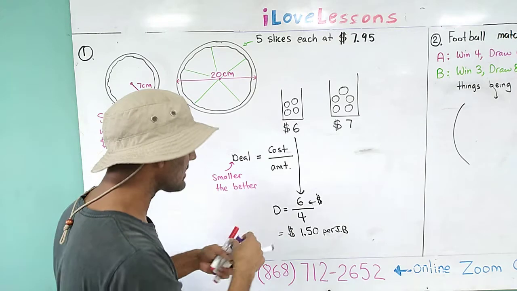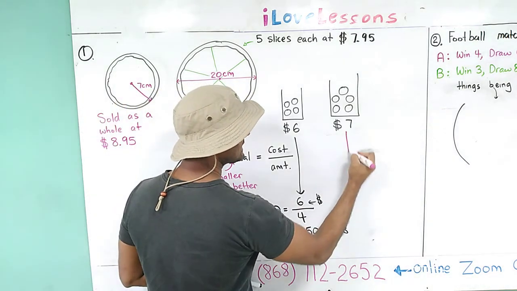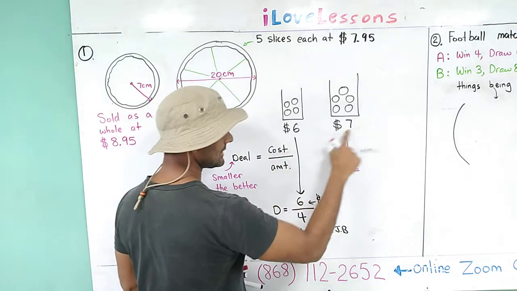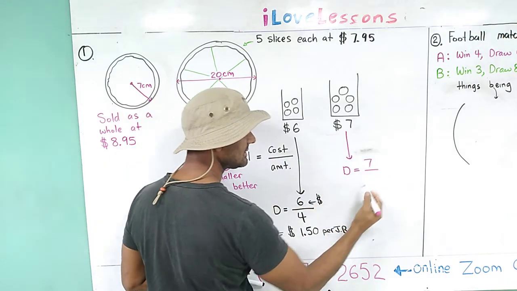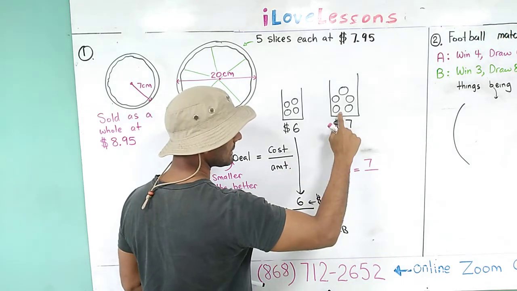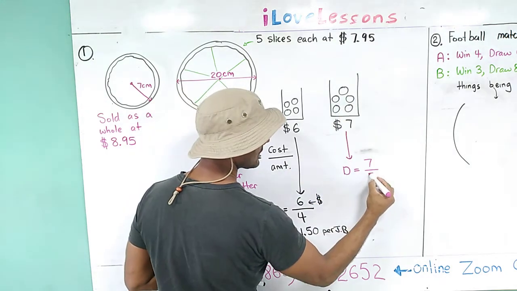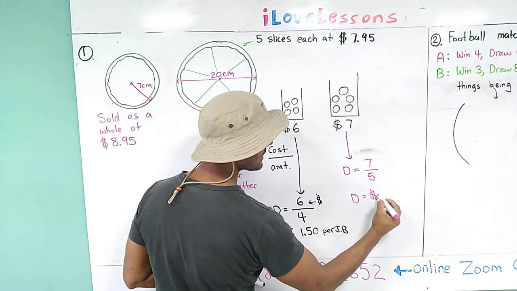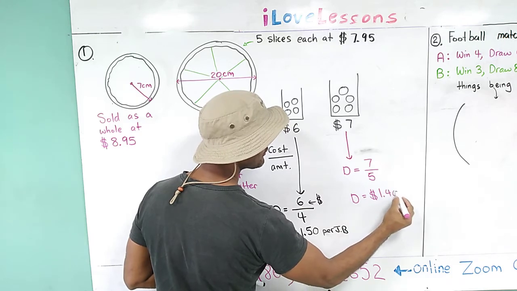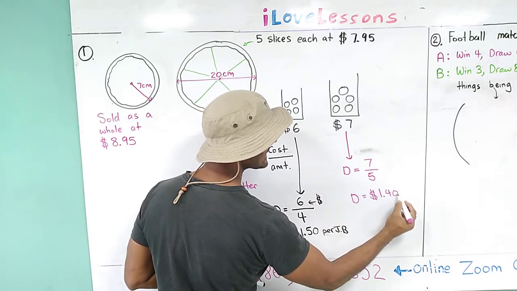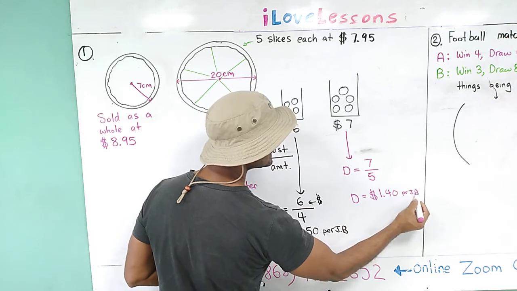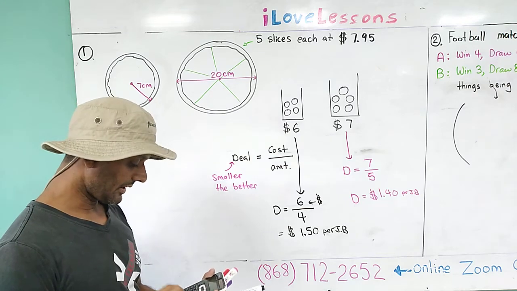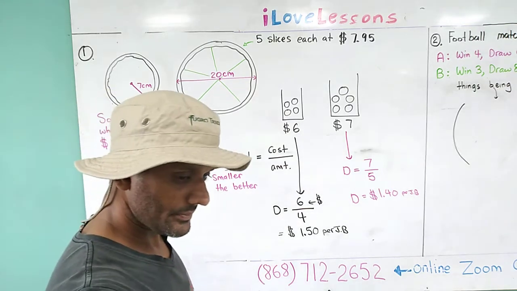Let's work it out for the other container. For this one, we have to work out the deal. We have to take what? The cost. The total cost is $7. And what's the amount this time? 1, 2, 3, 4, 5. So if we take 7 and divide it by 5, we will actually get 1.4, or $1.40 per jelly bean. Let's double check that. 7 divided by 5.